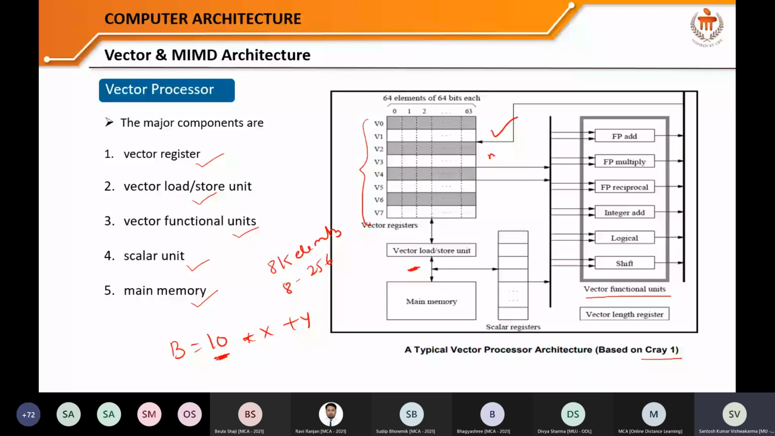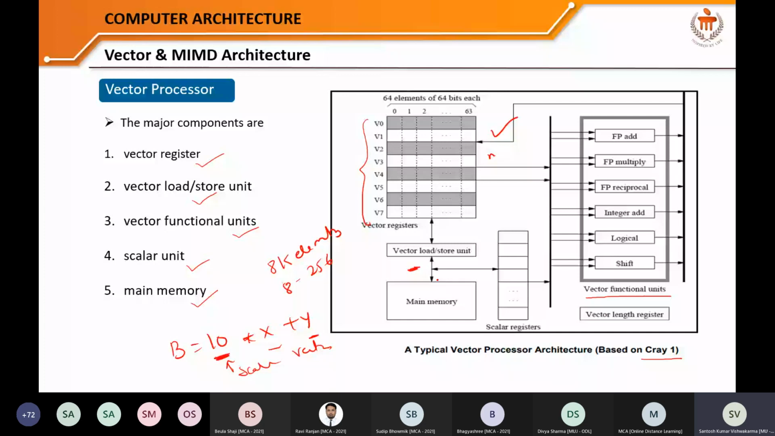Now the third one is the vector load and store unit. In this case, the data moves between memory and vector registers through this vector load store unit. It is responsible for overlapping read and write operations from memory, because it is connected directly to memory, and it also hides the high latency associated with main memory. So it performs the load vector operation, in which a vector moves from memory to a vector register.